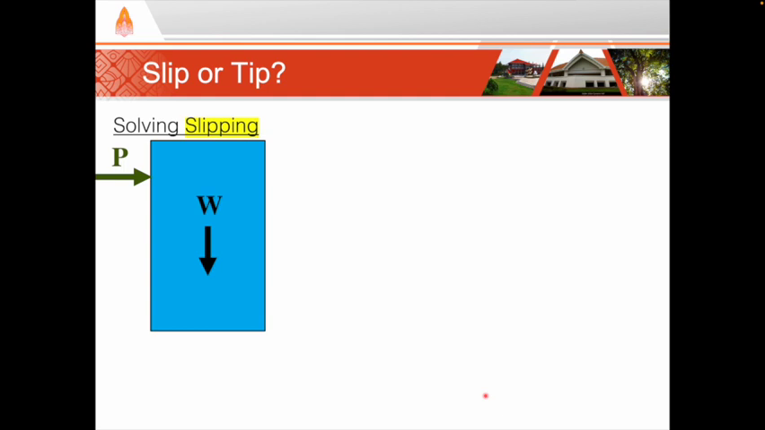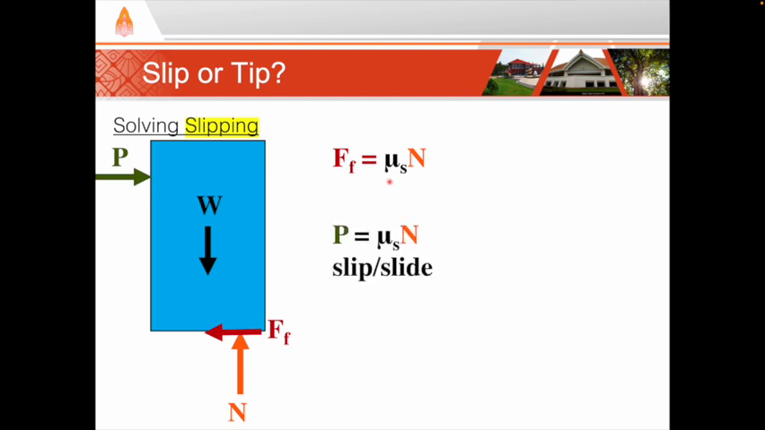Solving for slipping is what we have learned before. We assume the normal force is centered somewhere under the body. Then we assume that the friction force is equal to the normal force times the static friction coefficient, μs. Once the pushing force exceeds this friction force, the body will begin to slip or slide. So we solve for P being equal to that friction force.